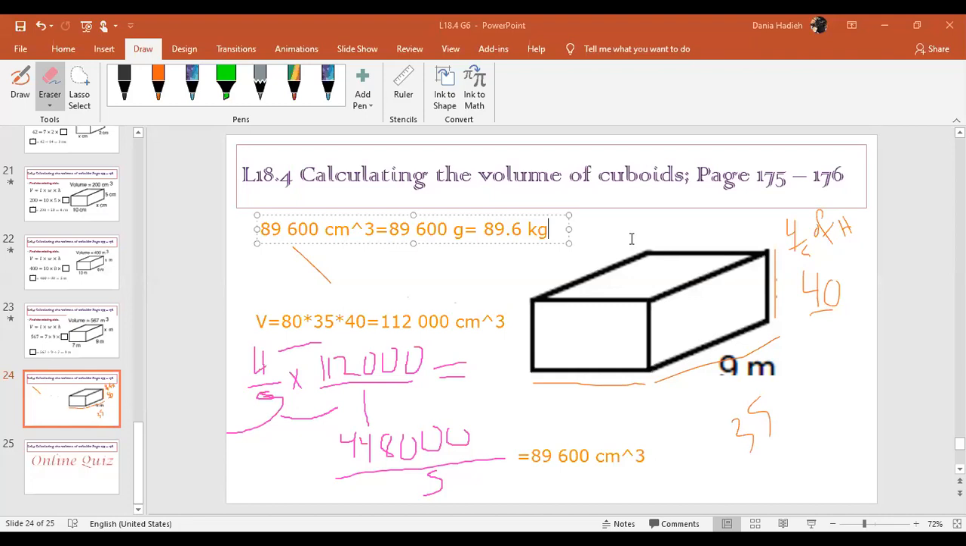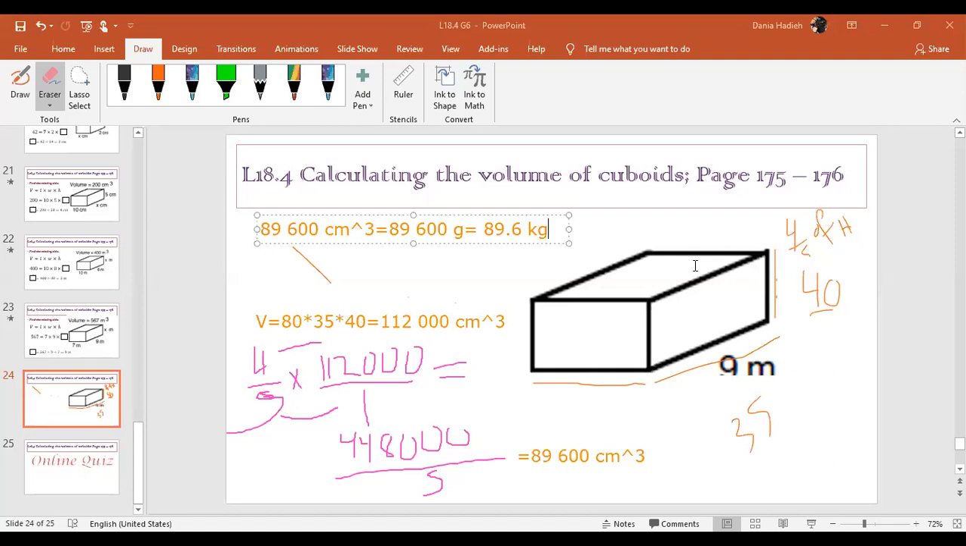Please don't ask me questions that are not related to the lesson right now. Yes, Mu'taz, what's your question? Question 5B. 5B, excellent question. He's asking you to check your answer using estimation.